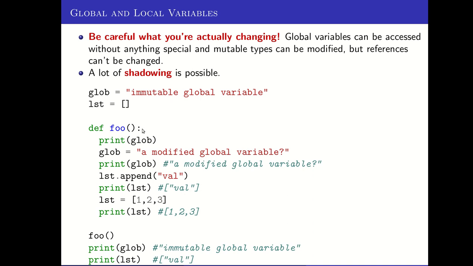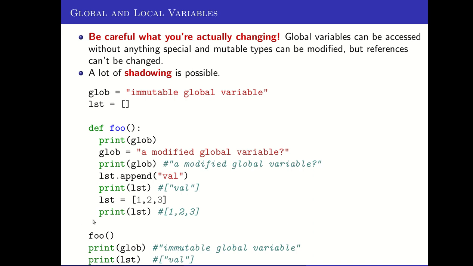So now let's see how that plays out. We say we want to print glob. It prints immutable global variable. Then we say we want glob to equal, meaning change the reference, right? Change where glob points to in memory. We want it to equal a modified global variable. And when we ask to print glob, it looks like we did our job and that glob may have changed.